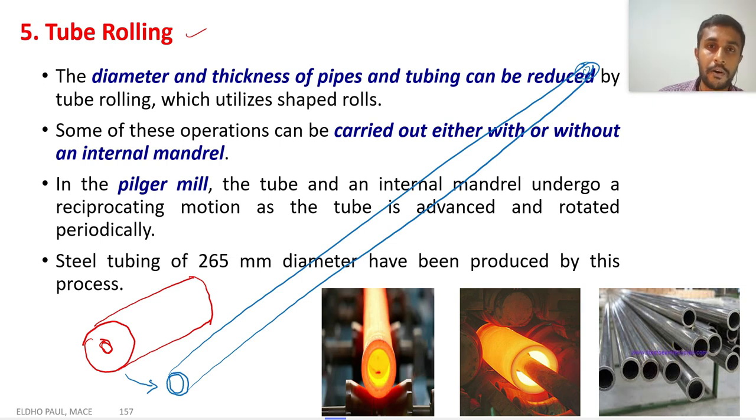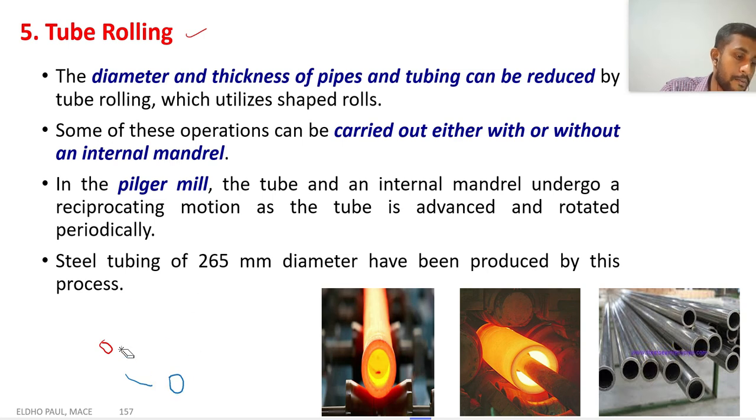After the Mannesmann process, we got a product with a higher diameter and higher thickness. We use that product for tube rolling. After tube rolling, we can convert this high thickness, high diameter product into a lower thickness, lower diameter product with a higher length also. The length is increased, but thickness and diameter are reduced by this tube rolling process. Some of these operations can be carried out either with or without an internal mandrel. In some cases we use a mandrel, in some cases we do not, and basically we commonly use the pilger mill for this tube rolling process.